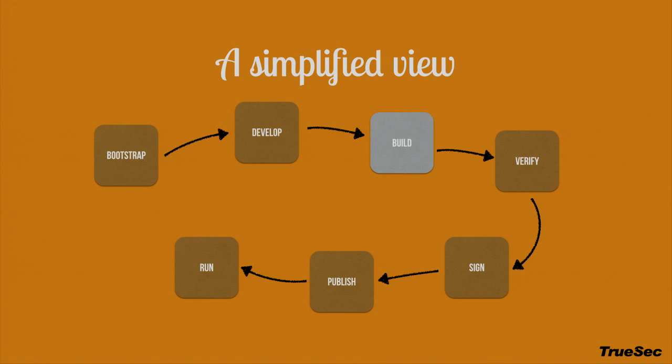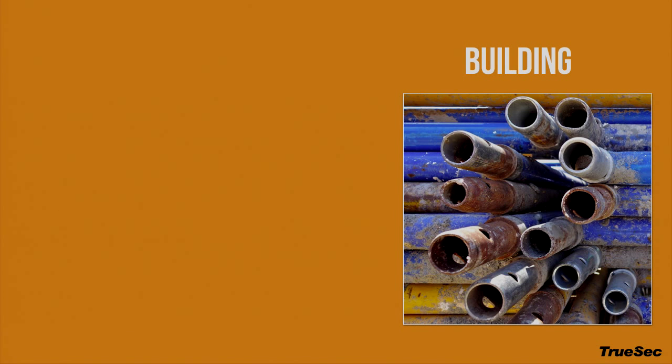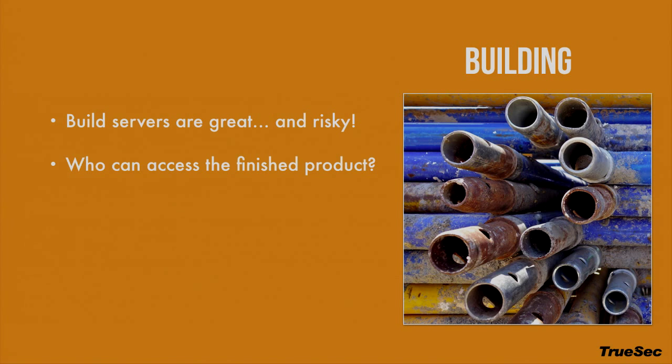But then when you have your code and you have all your dependencies securely managed, it's time to actually build something out of it. And when you build stuff, you use a build server. That's really nice to have. But it's also kind of risky to use. You have a lot of stuff on this build server. The server has to have access to your source code and a lot of other stuff. So who can access the finished products or any artifact produced by the build server, really?